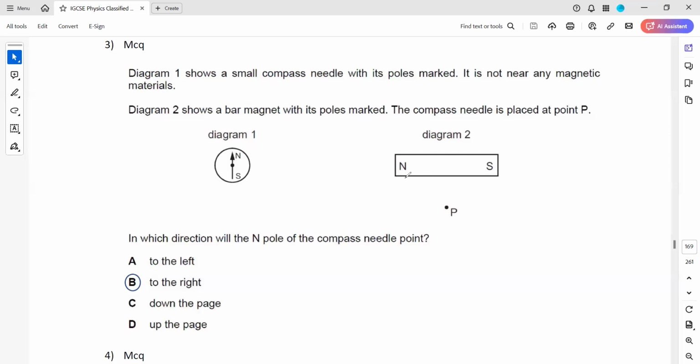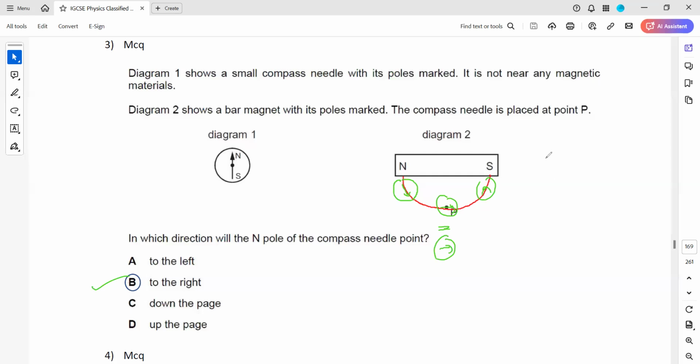When we draw the direction of a magnetic field, the direction is always from north to south. So when we draw the magnetic field lines, this is how we draw. The magnetic field line shows the direction of the magnetic field. So how will the compass point when we place it? It will point in this manner. So at point P, how will the compass needle point? It will point towards the right hand side. So B will be the right answer.